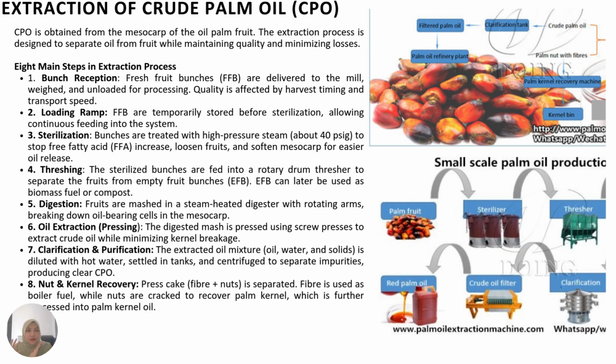Okay, now let us go to the process of how palm oil is produced. CPO, which is known as crude palm oil, is produced from the mesocarp of the fruit through eight main steps, which are reception, sterilization, stripping, digestion, pressing, clarification, and nut recovery. Each stage ensures oil quality and minimizes losses.